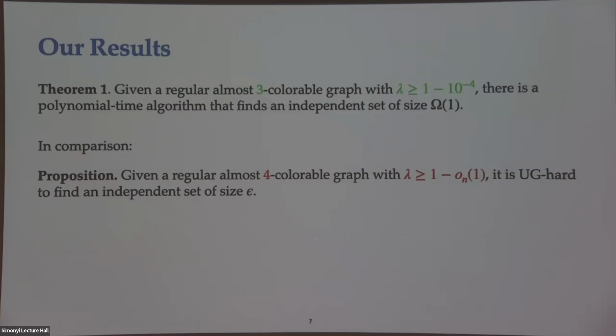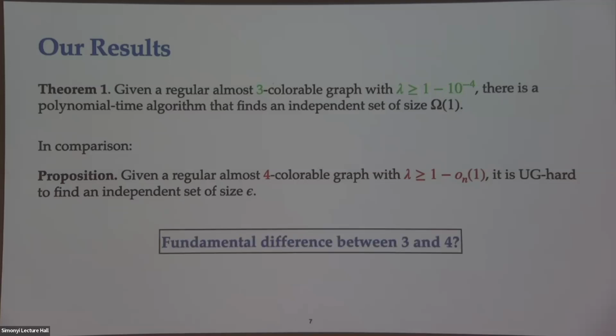Okay, so this is quite surprising to us when we first realized this. There seems to be some fundamental difference between 3 and 4 colorable graphs. And to be honest, I don't think we fully understand this. But towards the end, if I have time, I'll tell you a bit about why the proof fails to generalize to 4 colorable graphs.